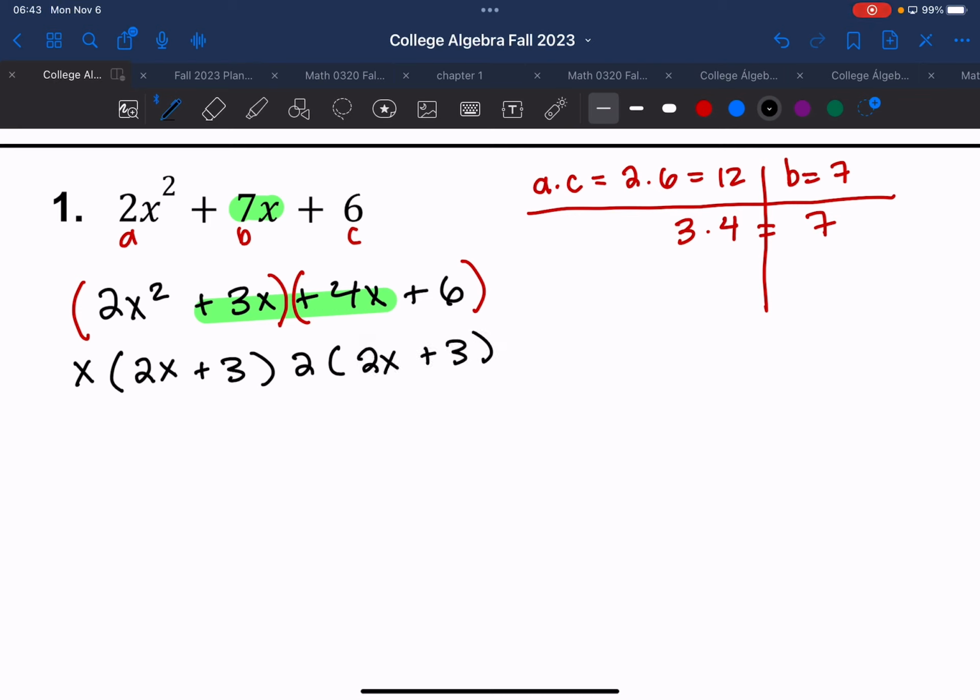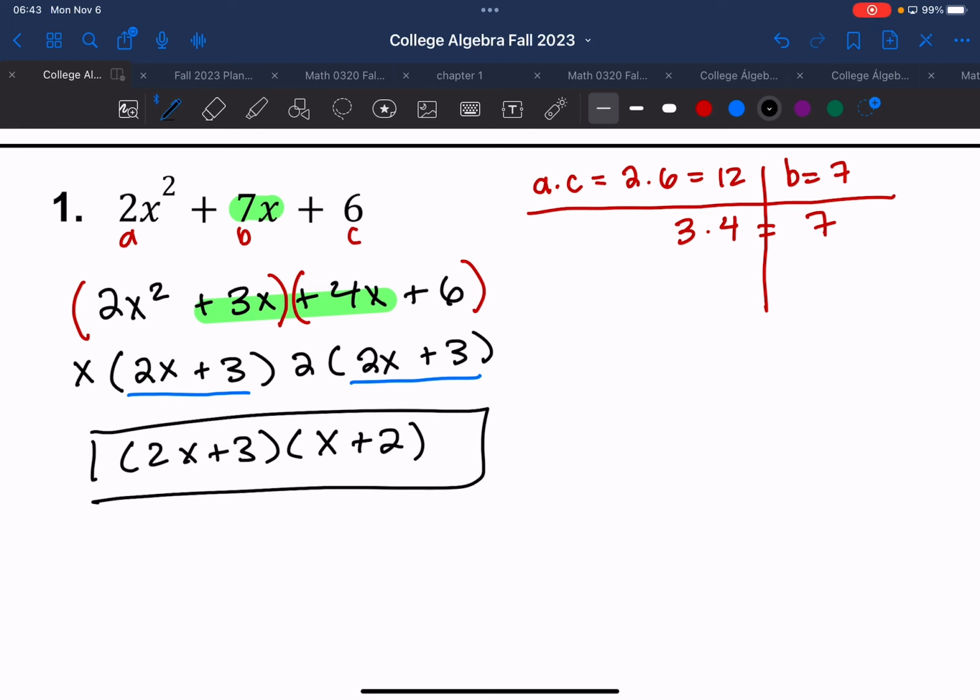plus 3. Who remembers what I said last week about these 2 parentheses? They have to be the same. If they're the same, that means we did everything correctly. So now we have our factors: 2x plus 3, because we rewrite one of those parentheses. And what would be our other factor? X plus 2, whatever is on the outside. And this is our answer, because it's asking us just to factor, not to solve. We're just factoring here.